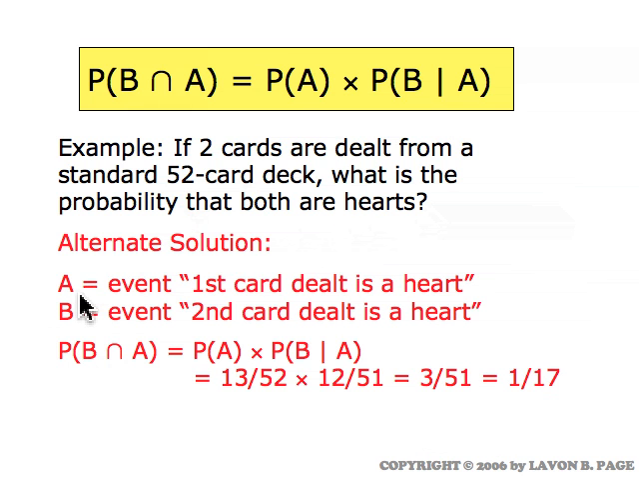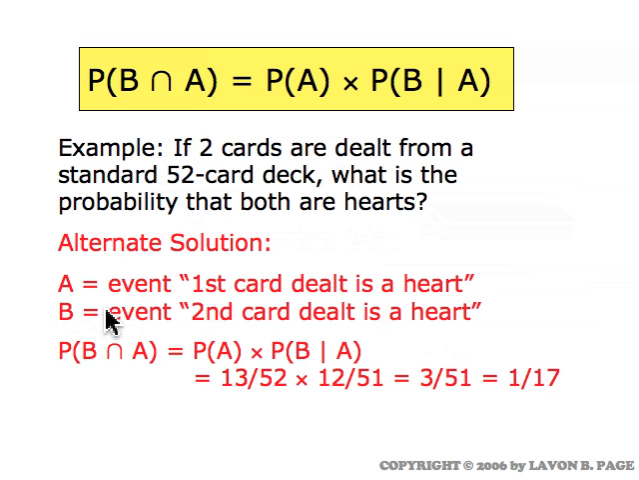Think about dealing these cards one at a time. We're dealing 2 cards from a deck. Let's think about dealing them one at a time. And let's let A be the event described by saying the first card dealt is a heart, and B the event described by saying the second card dealt is a heart.